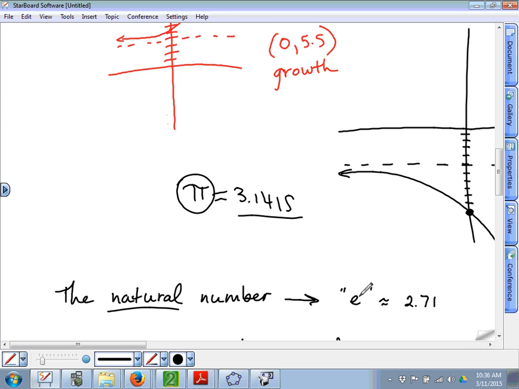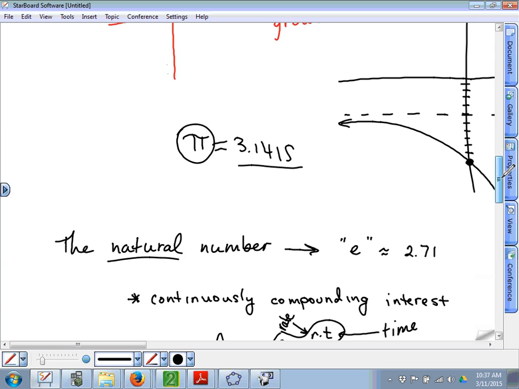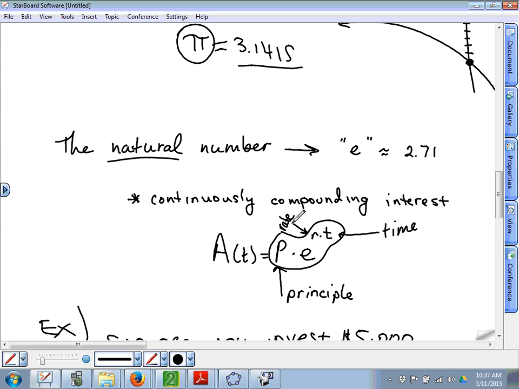The reason they chose E as the letter is the mathematician that developed the process, his name started with an E. Anyway, the reason it's called the natural number is it's used to describe a lot of phenomena in nature, like population growth, radioactive decay, money growing in bank accounts. You can use E for all sorts of things. Okay? What we're going to use it for is this.